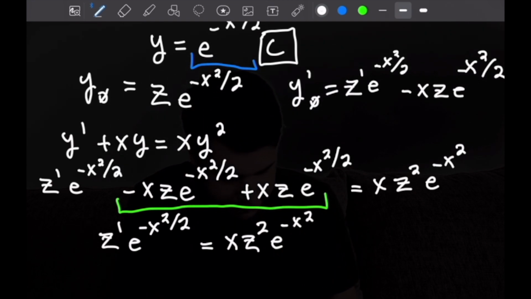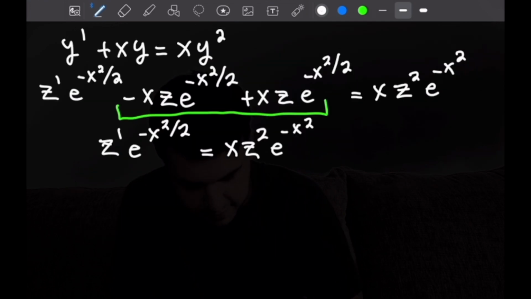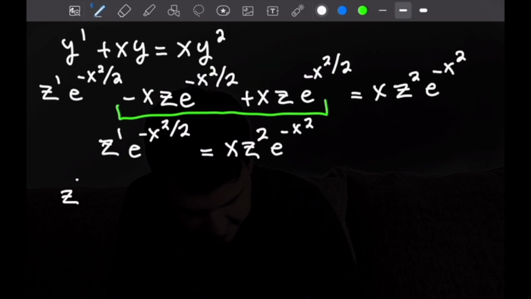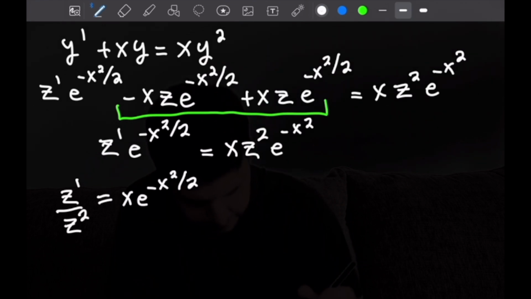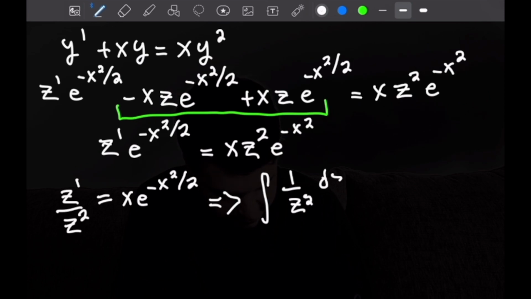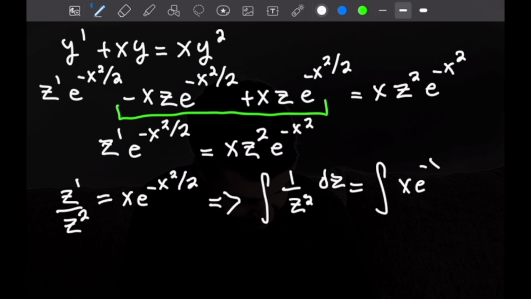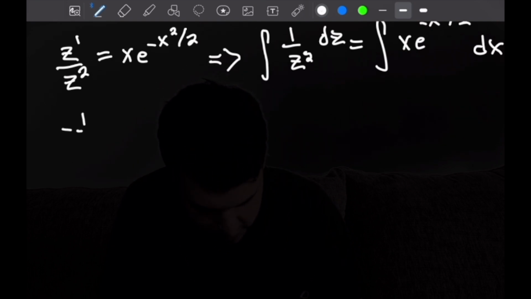And you'll notice that that differential equation is indeed separable, so let's go ahead and separate our variables. After separating our variables, we will get that z prime over z squared is equal to x times e to the negative x squared over 2, which means we can equate the following antiderivatives. We'll have the antiderivative of 1 over z squared dz is equal to the antiderivative of x e to the negative x squared over 2 dx. Evaluating those antiderivatives, on the left-hand side, we will get negative 1 over z.